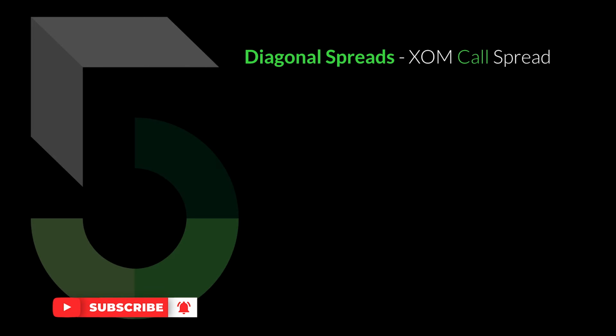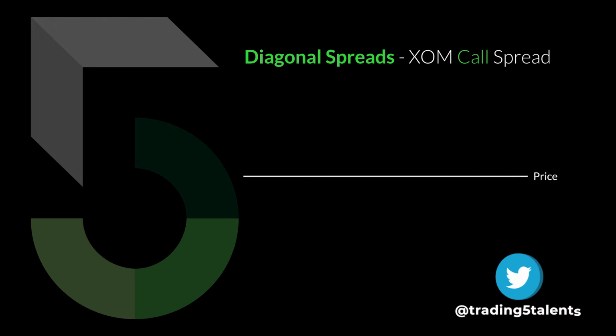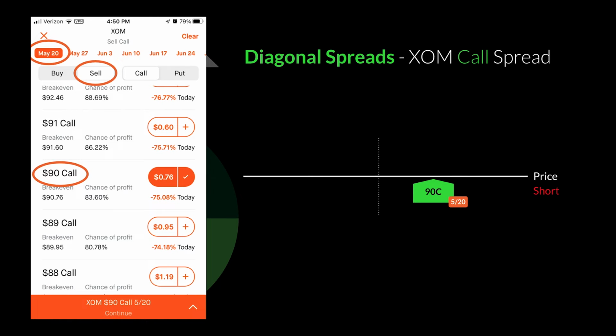So let's look at a diagonal spread, and now we're going to use XOM as our example, and this is going to be a call spread. So remember this diagram where you've got your price line, lowest on the left, highest on the right. You've got your current stock price with this vertical dotted line, and we're going to be looking at XOM. Here we are shorting the 90 call, and we're going to be using the May 20th expiration date. You can see the 90 call here is the same as this one here. We've got our expiration of 5/20, and that's right here. And we are on the short side of the price line, so we are going to be selling this call.